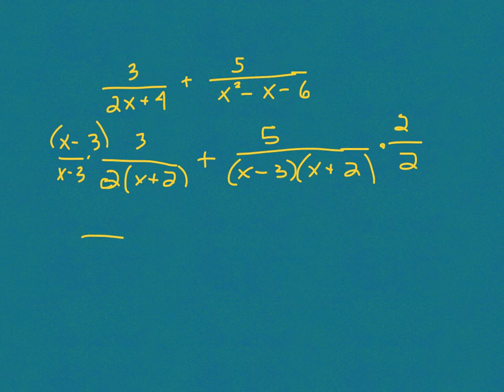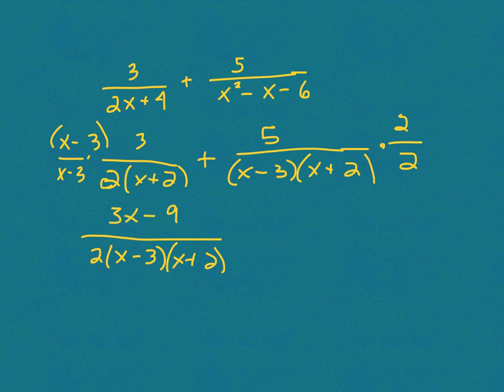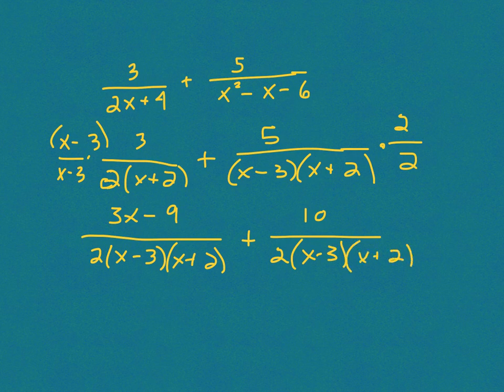So now let's see what we have here. On the bottom of the first one, we have 2, we have an x minus 3, we have an x plus 2. But our top, now don't forget this 3 gets distributed. So we're going to have 3x minus 9. For the second fraction, in our numerator we're going to have 10, and in the bottom we're going to have the 2, the x minus 3, and the x plus 2.